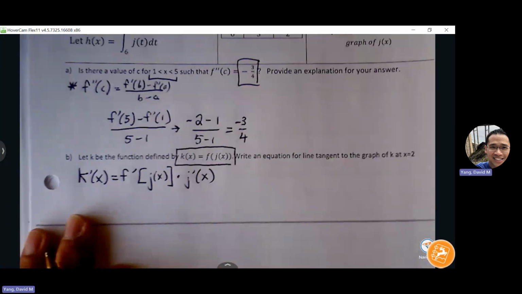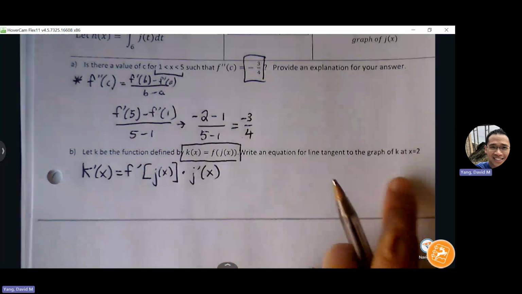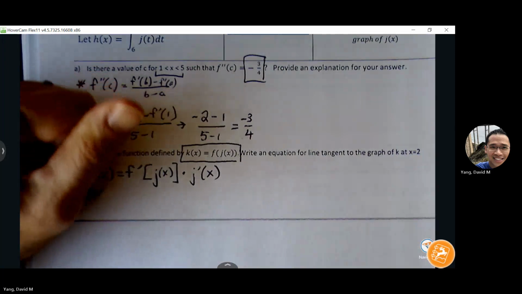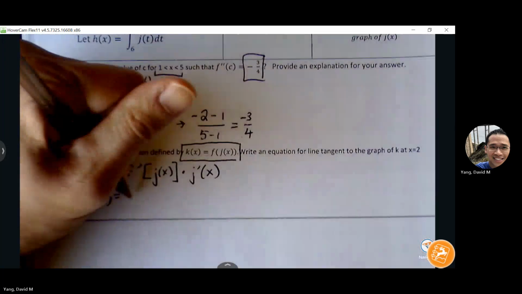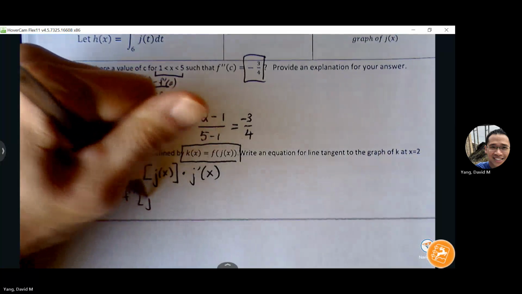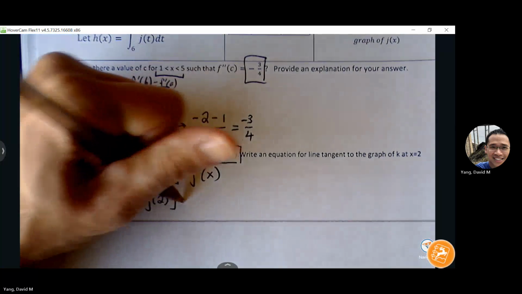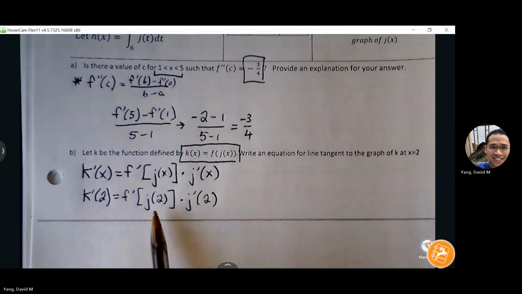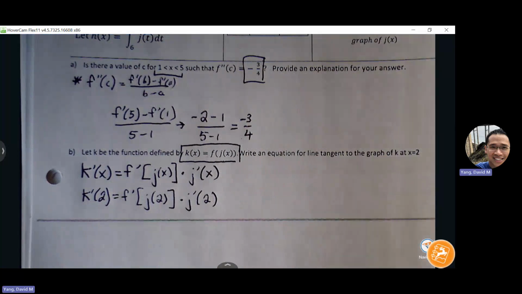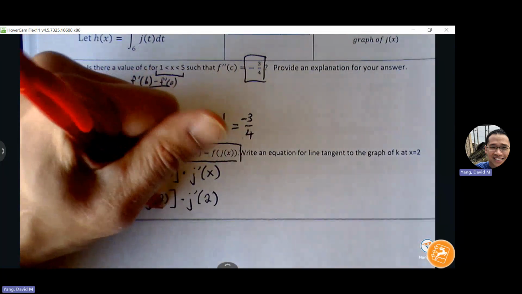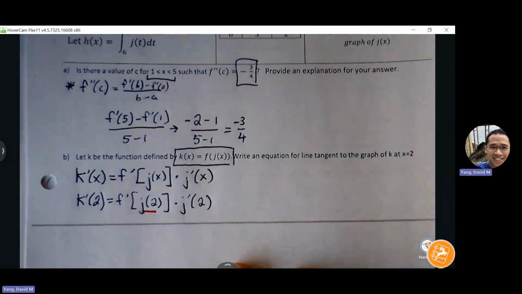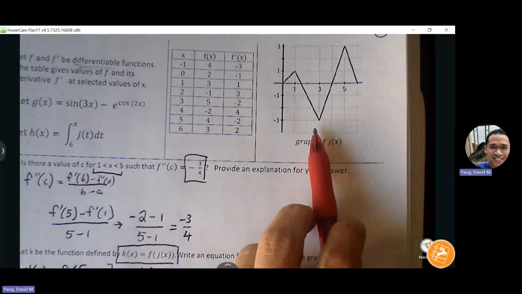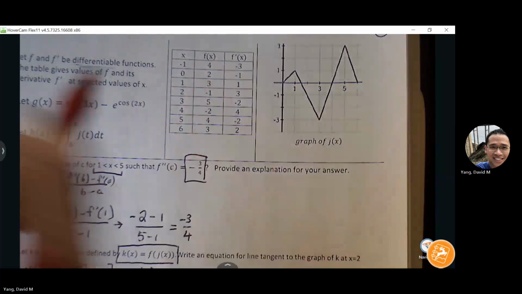Okay, so let's find the slope here. Replace every x with 2. All right, so piece by piece, right? We're not going to do all this in one go. We're going to have to take our time with this. Let me find that j of 2 first. So this is the j graph. What's j of 2 equal to? Yeah, 1.